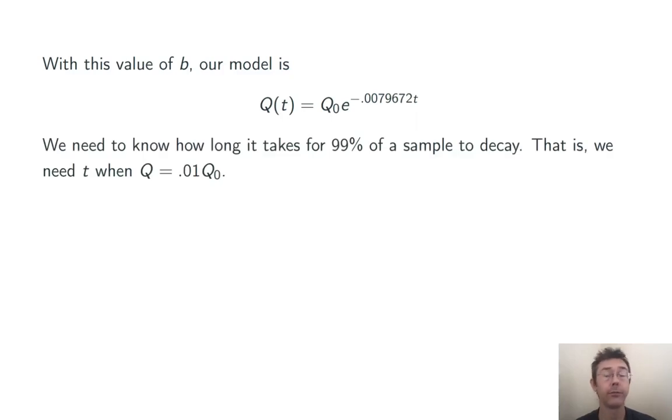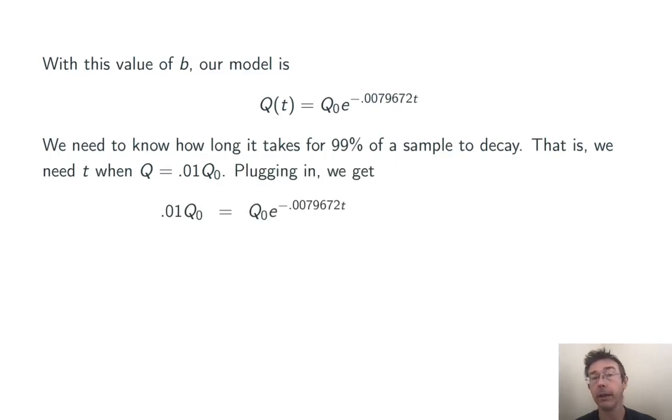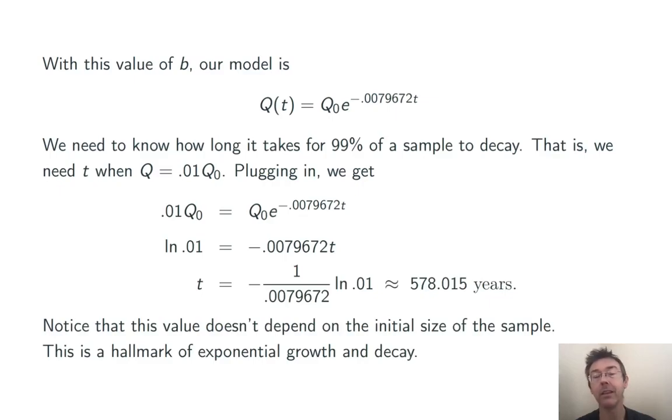However, this is good enough for us to find how long it takes for 99% of the sample to decay. We need to find t when q is equal to 0.01 q naught. The reason for that is that if 99% of the sample is gone, the amount that is left is 1%, so 0.01 times the original amount. Plugging in, I again get an equation where the q naughts cancel. I take the natural logs of both sides, simplify a tiny bit to get that t is about 578 years.